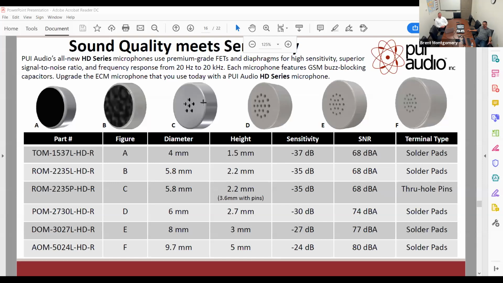Another feature that's built into each one of these is what we call GSM buzz blocking capacitors. I don't know if anybody's familiar with this, but you've probably experienced a situation where you had a cell phone near a microphone and you just started hearing this buzzing, like a rhythmic pattern. That buzzing is a GSM generated buzz, and there are capacitors built into these that actually block that. So the idea is that you could use these microphones right next to a cell phone, and you're not going to pick up that GSM signal, which creates noise down the signal chain.